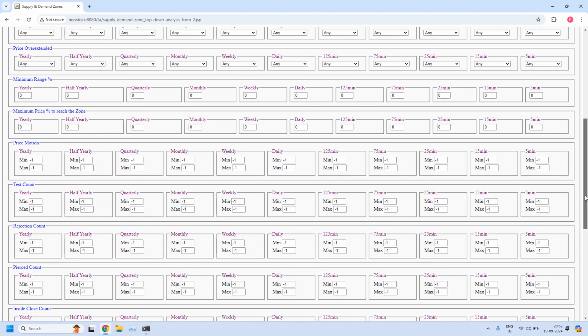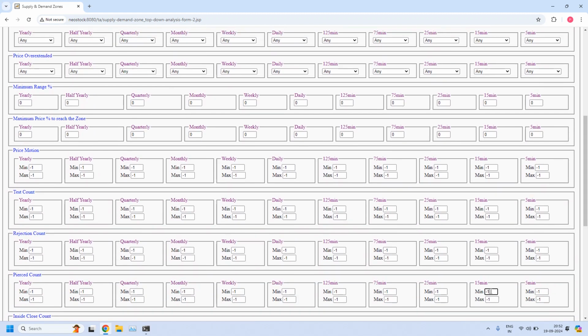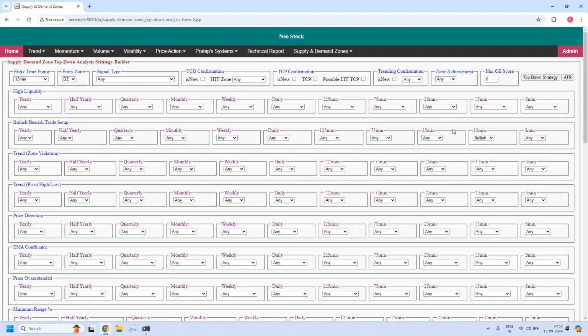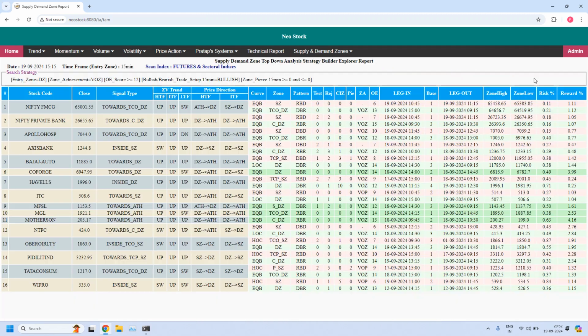So in the pierced count at 15 minutes time frame, I am setting minimum value 0, maximum value 0. That means zone is not pierced. Zone achievement violated opposing zone, minimum odd enhanced score is 12. All the 3 filters are applied to 15 minutes demand zone. Now let's verify. So 16 stocks are filtered. All these 16 stocks are supporting bullish trade setup for daily income trade, that is entry time frame 15 minutes.